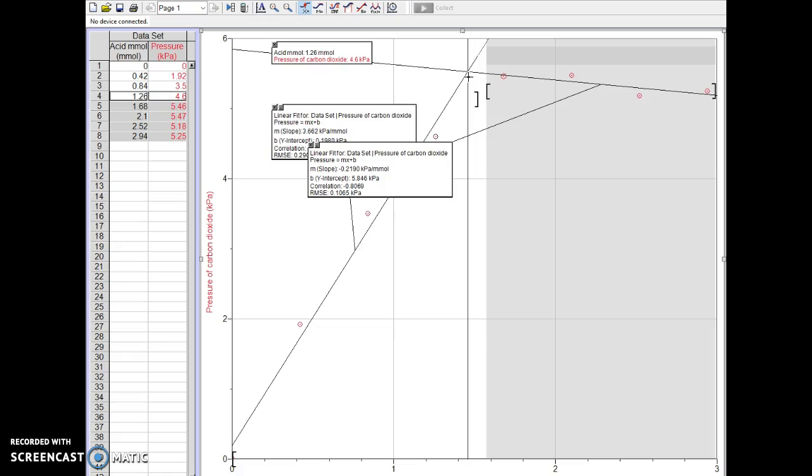So you can get a percent error from that simply by subtracting your number of millimoles of acid from the 1.5 that we know from the balanced chemical equation we should need, and then divide, of course, by 1.5, multiply by 100, and that gives you your percent error in this lab.